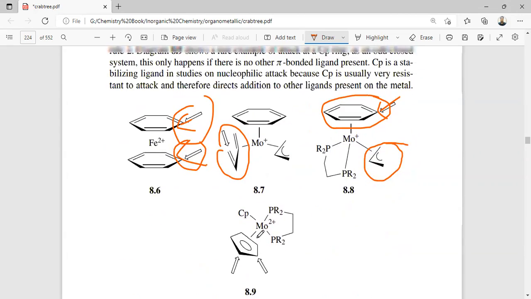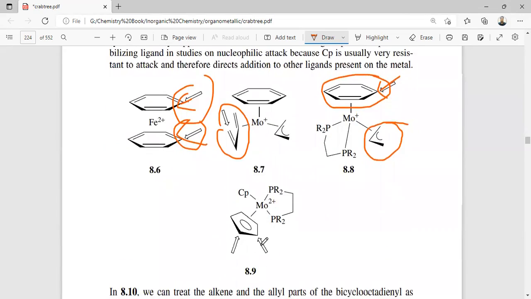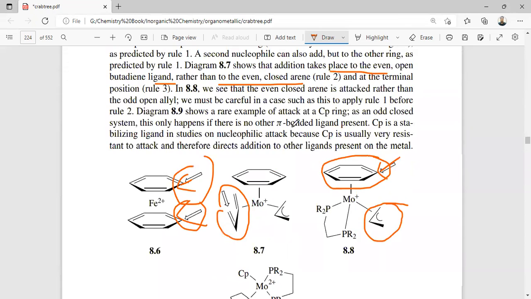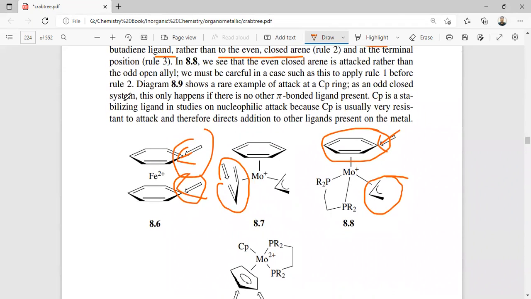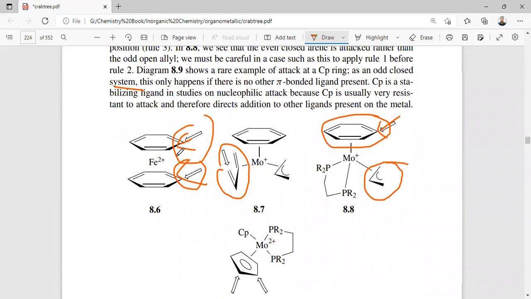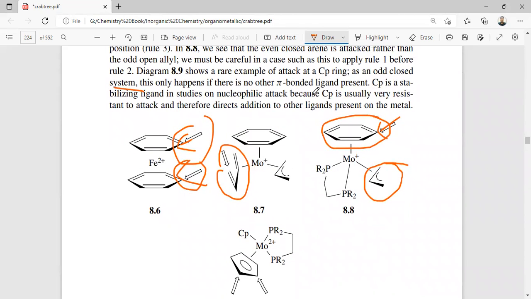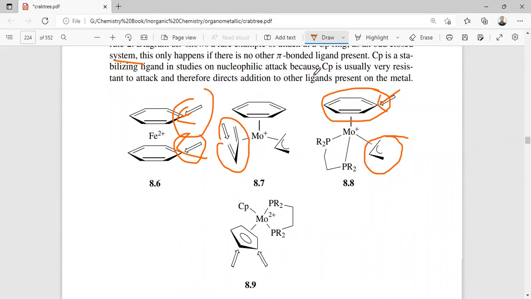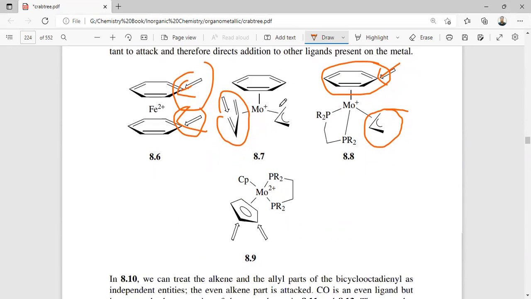In this case, it is an odd and closed system. This is an odd and closed system. This only happens if there is no other pi ligand present. The Cp is stable toward nucleophilic attack because the Cp is very resistant to attack. Therefore, the direct addition goes to the other ligand present on the metal.